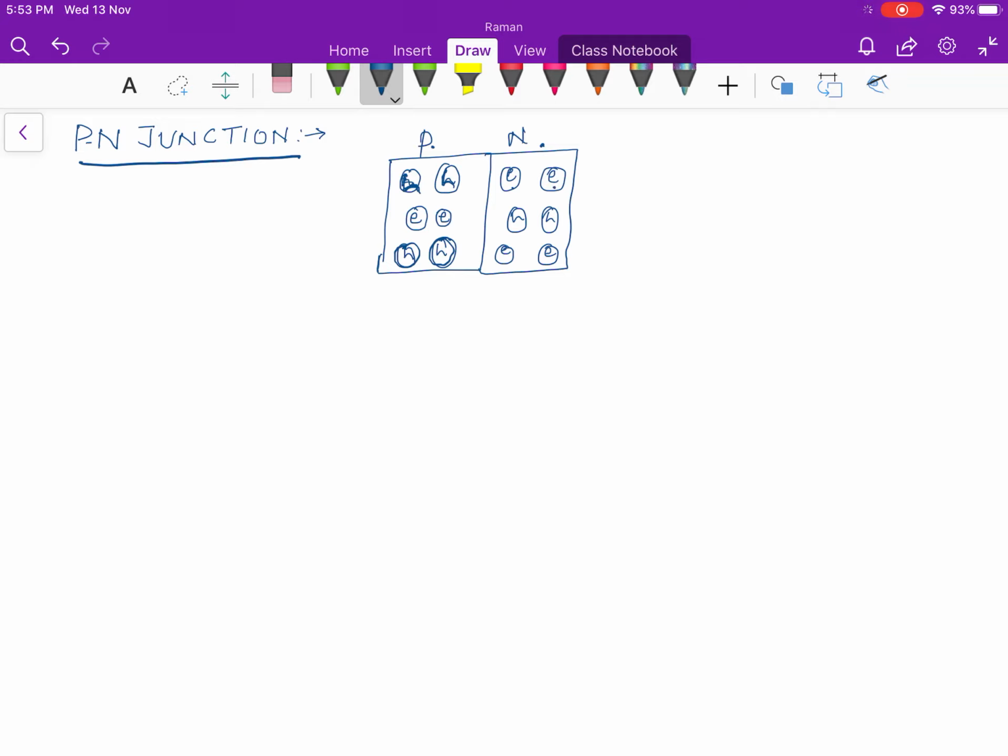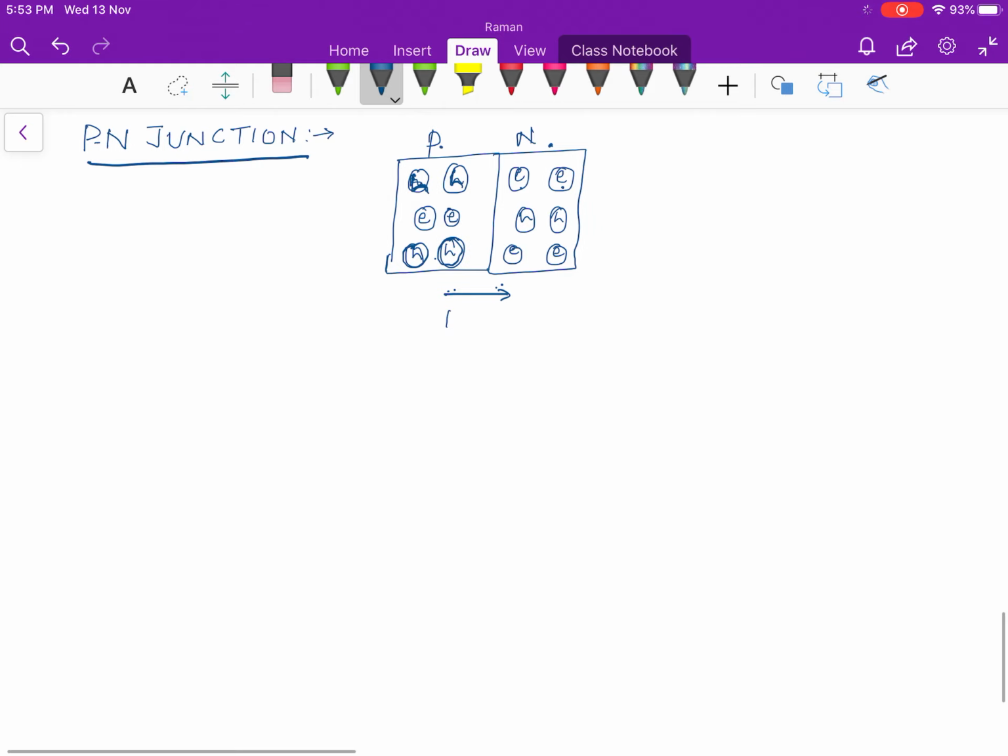Due to the concentration difference, as the number of holes is more in the P side, the holes start diffusing, that is, holes start moving from P side to N side, and the electrons start moving from N side to P side. The net current is from P side to N side, because the current is opposite to the movement of the negative charge, and the holes are moving from P side to N side.